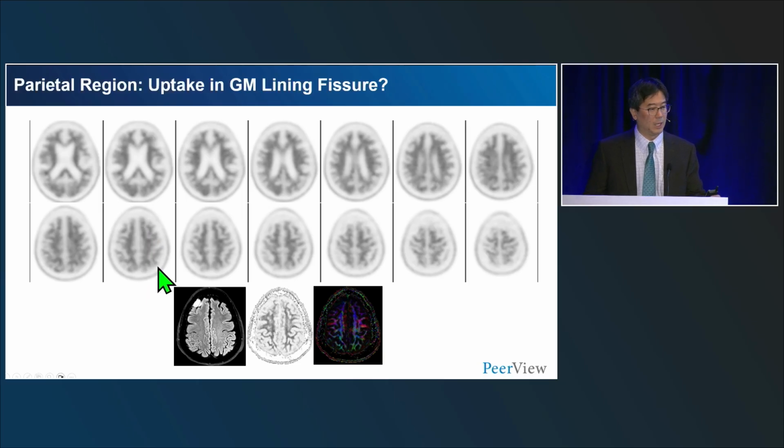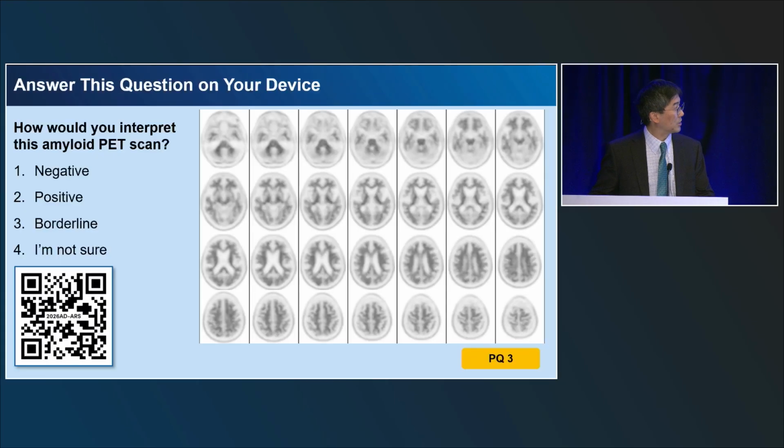Okay? All right. And so, hopefully, what do you think about this scan? How would you interpret this amyloid PET scan? Please check on your devices. Big picture, does this have a white matter pattern, or do we have loss of gray-white matter contrast, which would indicate that you have activity in your gray matter with amyloid accumulation? Okay.